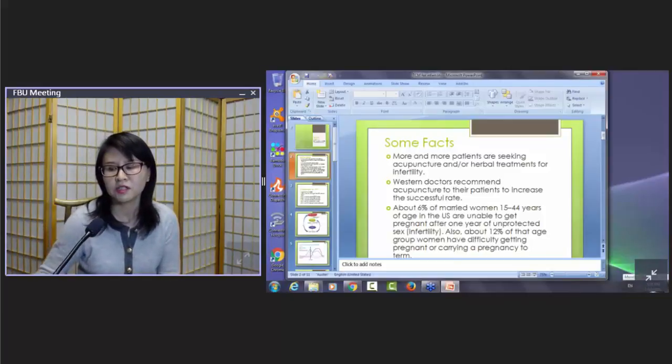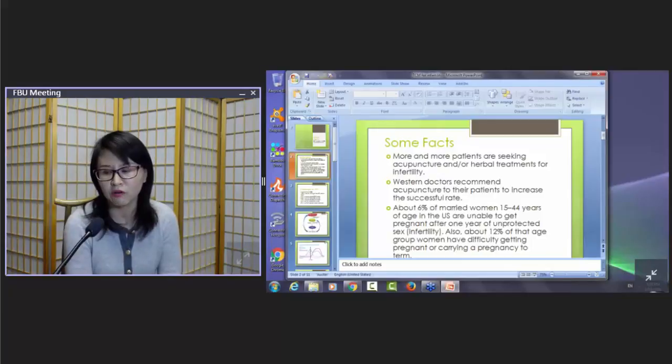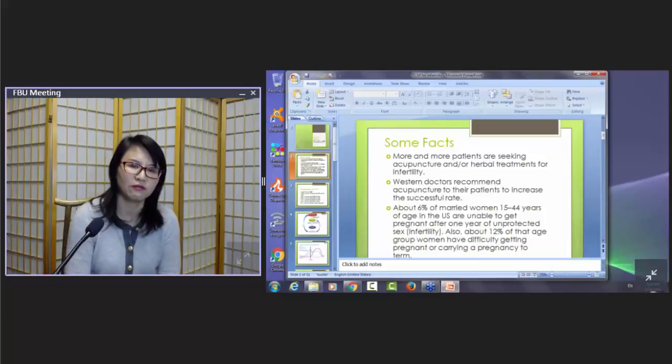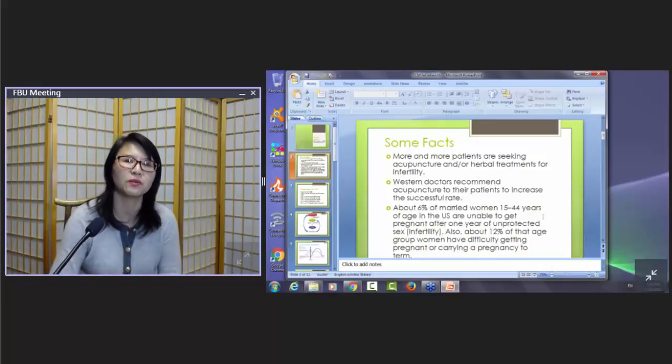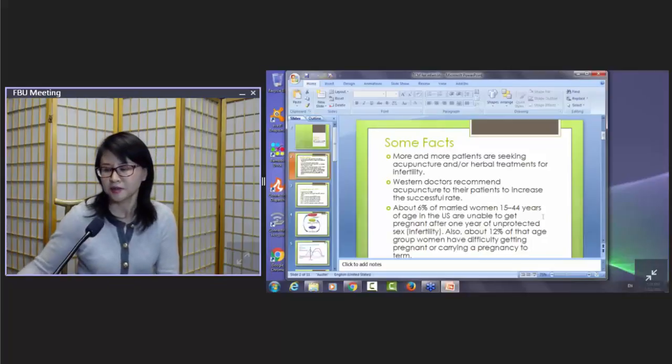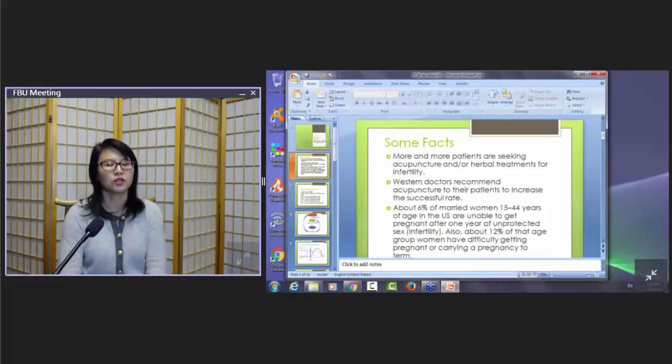And then if after the insemination that woman still cannot conceive, normally they will do IVF. IVF is one way of what we call assisted reproductive technology. The rate I told you is in general lower than 50%. So that's why with acupuncture, it depends on the age and depends on what we want.